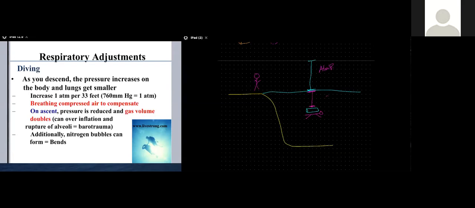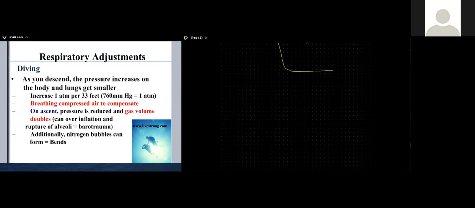So every 33 feet you're moving down, this adds one whole atmospheric pressure, one atmosphere. So if I did travel just 33 feet below underwater, I have 2 atmospheres applied on me, double the atmospheric pressure. So outside I have the pressure applied on my chest like this. This is my chest.